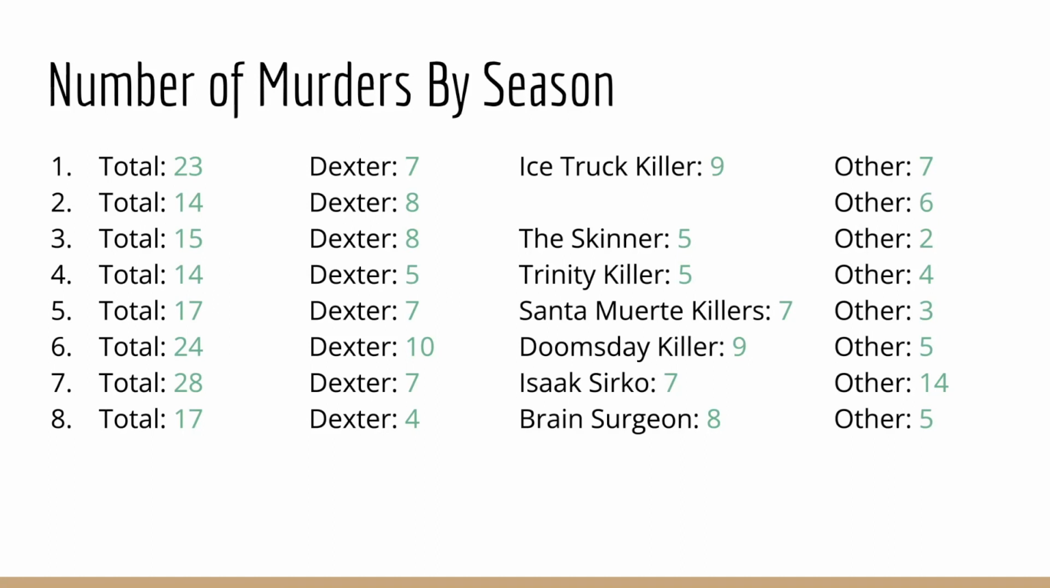And Season 7 was the deadliest season, with Dexter killing 7, Isaac killing 7, and 14 being killed by others. I think this is just so high because obviously Isaac had other little people associated with him who were killing people. And finally, Season 8 had 17 dead, 4 by Dexter, 8 by the Brain Surgeon, and 5 by other.